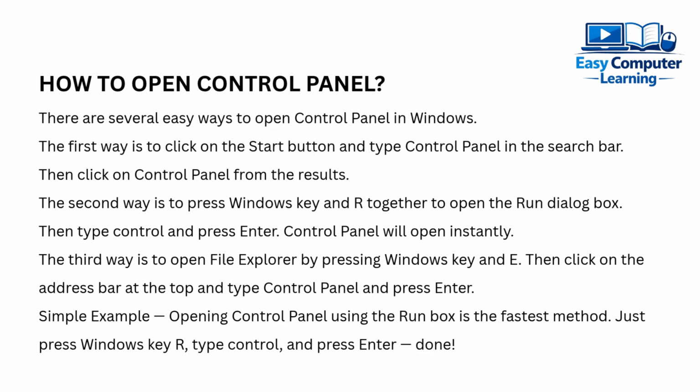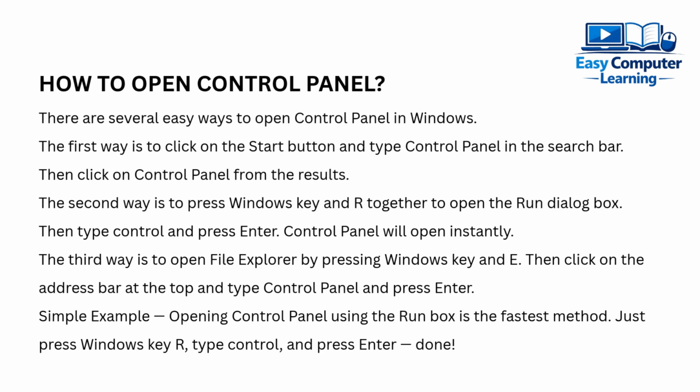How to open Control Panel. There are several easy ways to open Control Panel in Windows. The first way is to click on the Start button and type Control Panel in the search bar. Then click on Control Panel from the results. The second way is to press Windows key and R together to open the Run dialog box. Then type Control and press Enter. Control Panel will open instantly.